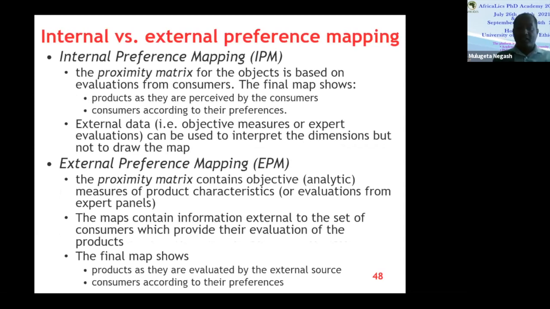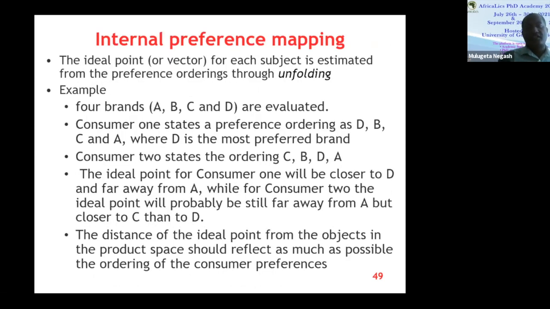Internal preference mapping is where the proximity matrix for objects is based on evaluation from the customer. Customers would be rating particular products. External preference mapping means the proximity matrix contains objective measurements of product characteristics that are based on product developers, experts, and panels. And the two approaches can be used in multidimensional scaling mapping.